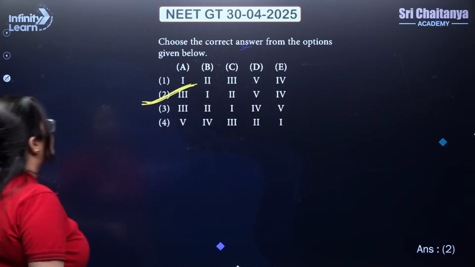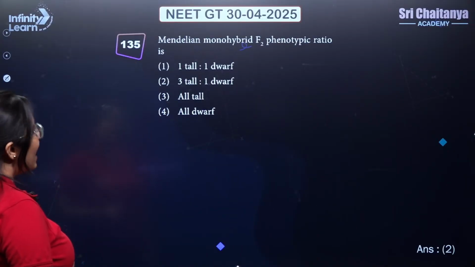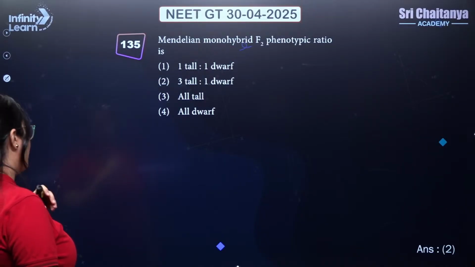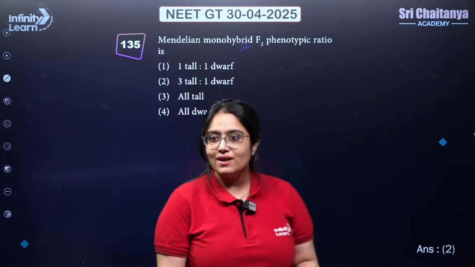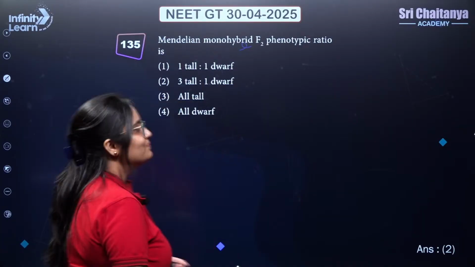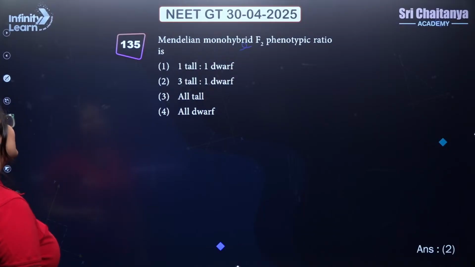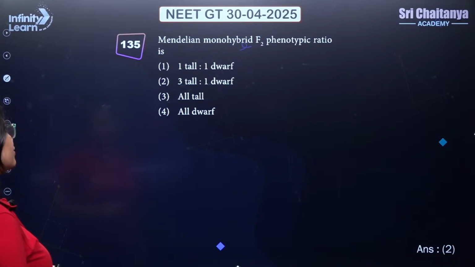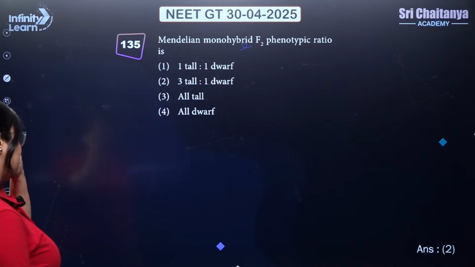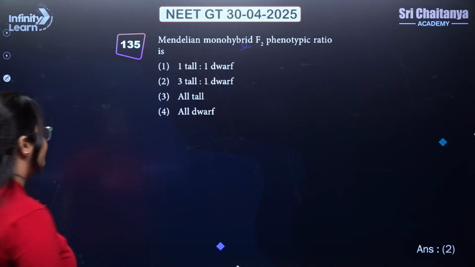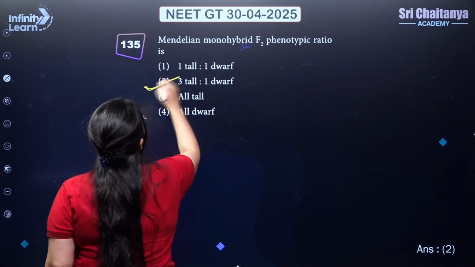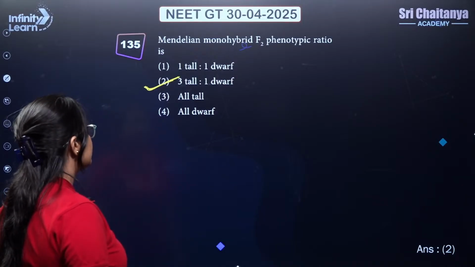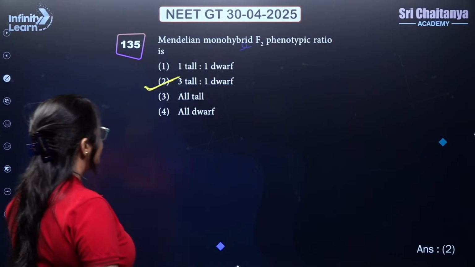Now we'll move to the next question. Mendelian monohybrid F2 phenotype ratio. Very simple. You cannot expect a simpler question than this in this particular chapter. The Mendelian monohybrid F2 phenotype ratio is 3:1. That means 3 out of 4 will be tall and 1 out of 4 will be dwarf. So 3:1 is the phenotype ratio of the F2 generation in Mendel's monohybrid cross. Answer is 2.